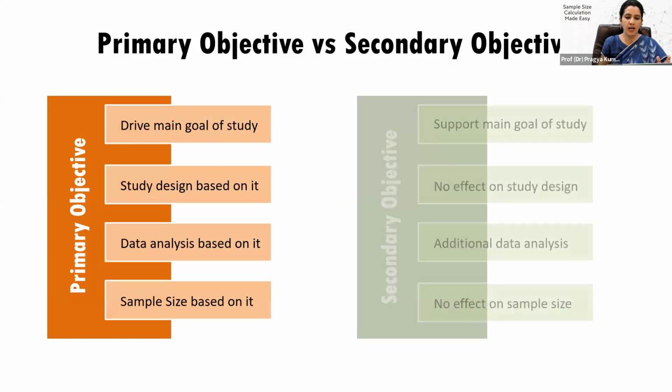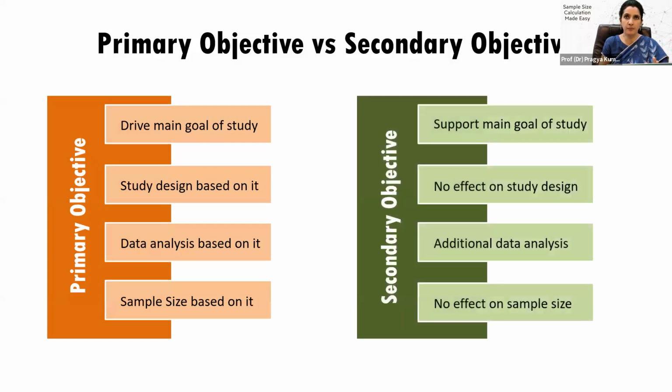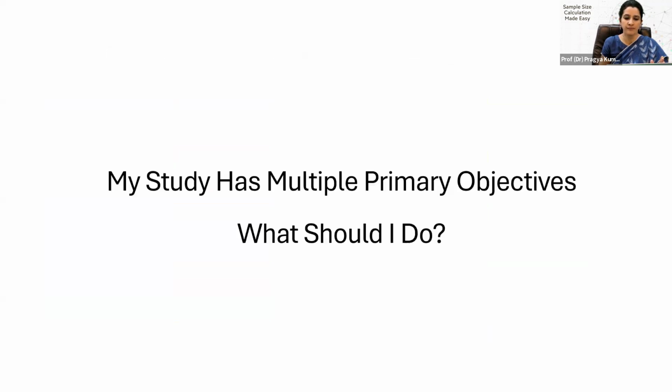So I'm skipping the difference between the primary and secondary objective; I hope you all know this. Now, there's one more question: if I have multiple primary objectives, what should I do? Generally, you should have one objective, but if you have more than one, then you calculate the sample size using both objectives, and you accept the larger sample size.